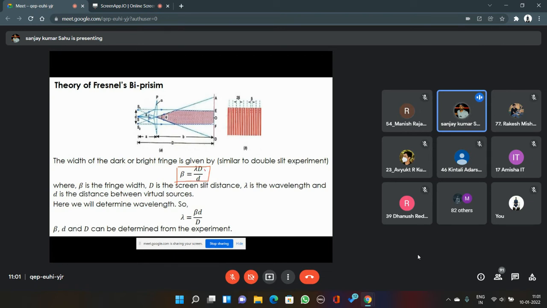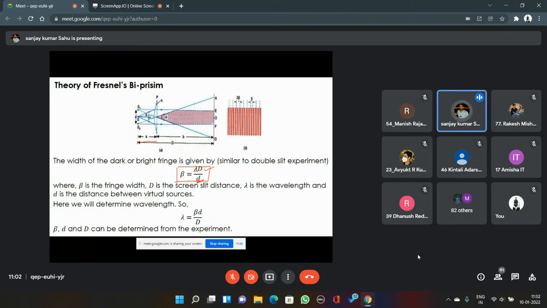What is D? Capital D is the distance from these virtual sources to the screen, lambda is the wavelength of light, and small d is the distance between these two virtual sources. If you know all these three things, you can find the width of the fringe pattern, and that width is going to remain the same.